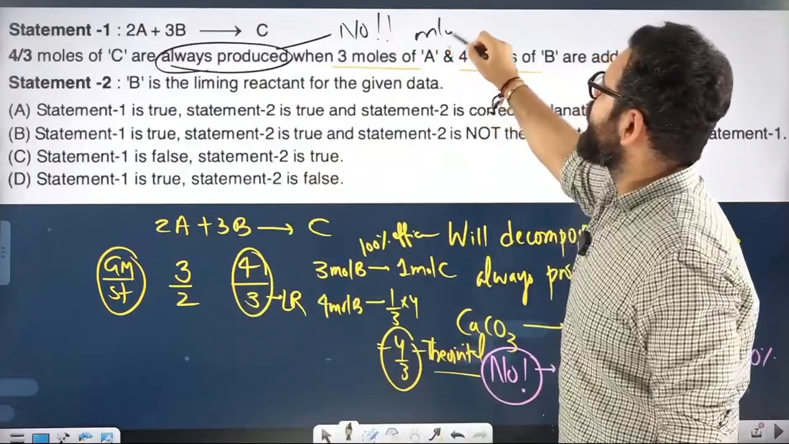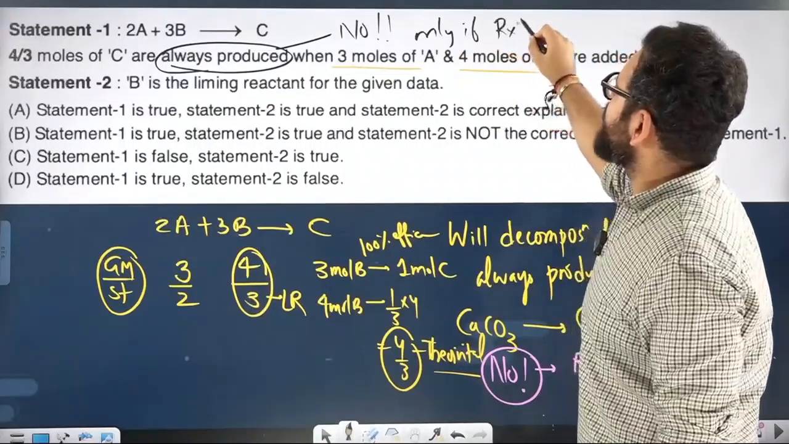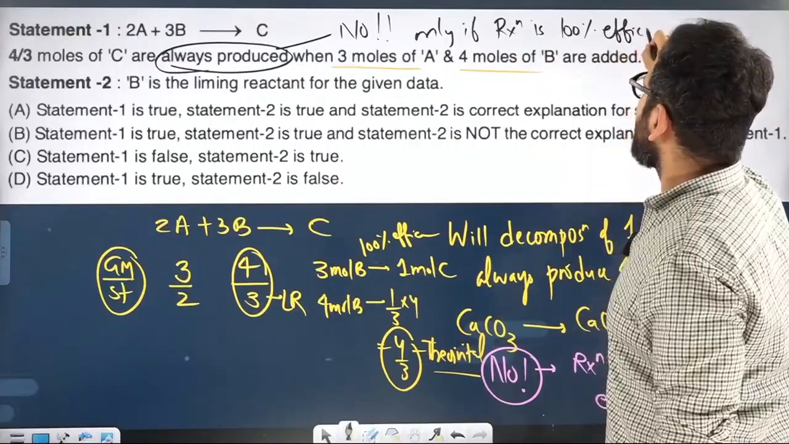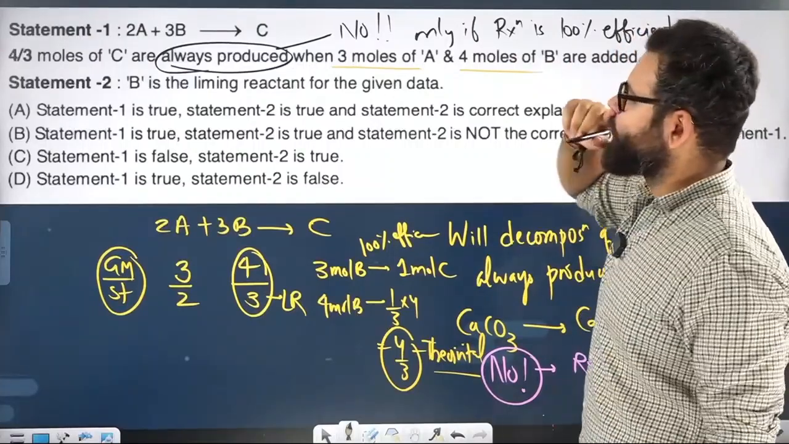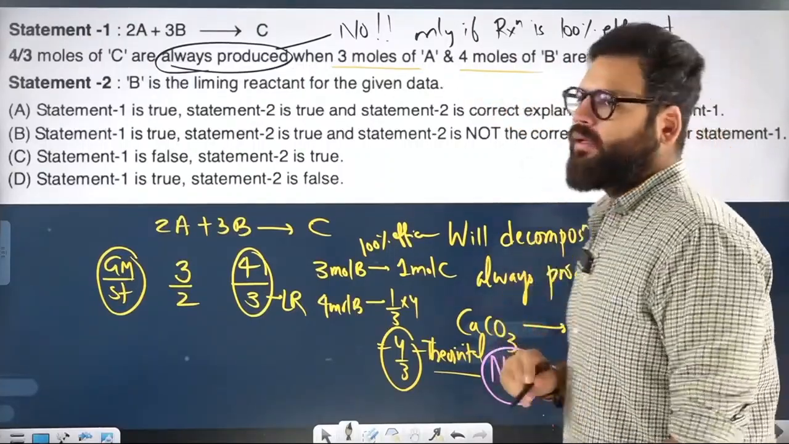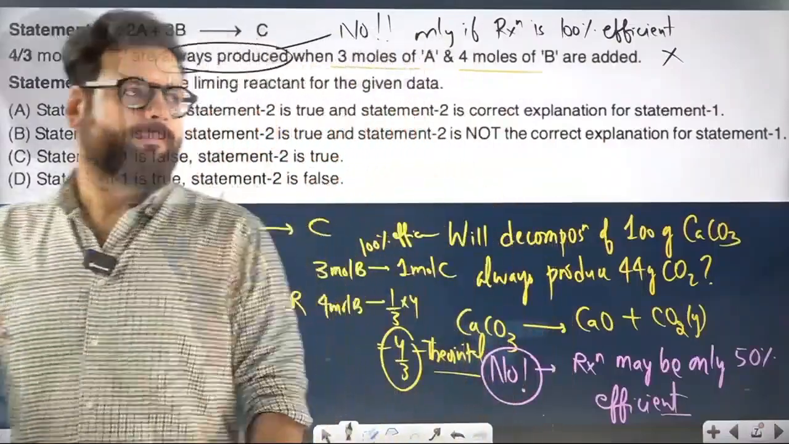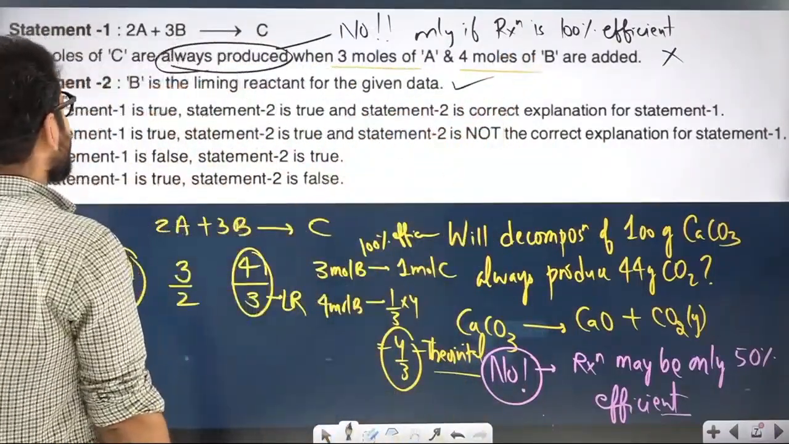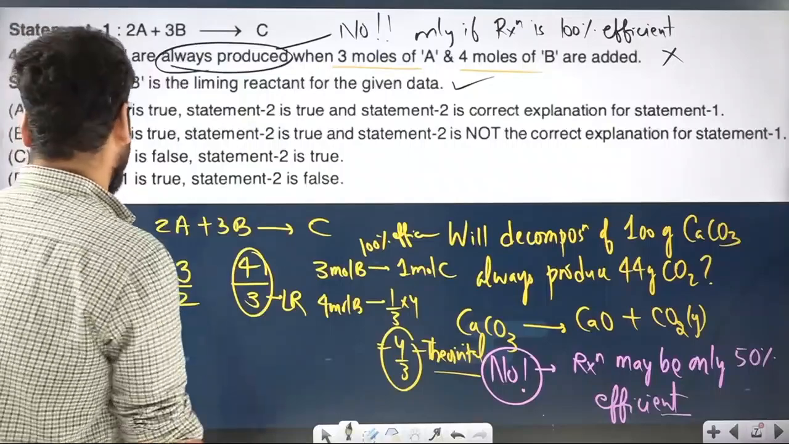Only if the reaction is 100% efficient, then only this statement is true. So "always" is not correct. B is the limiting reagent for the given data. That answer is correct. So 1 is incorrect, 2 is correct.